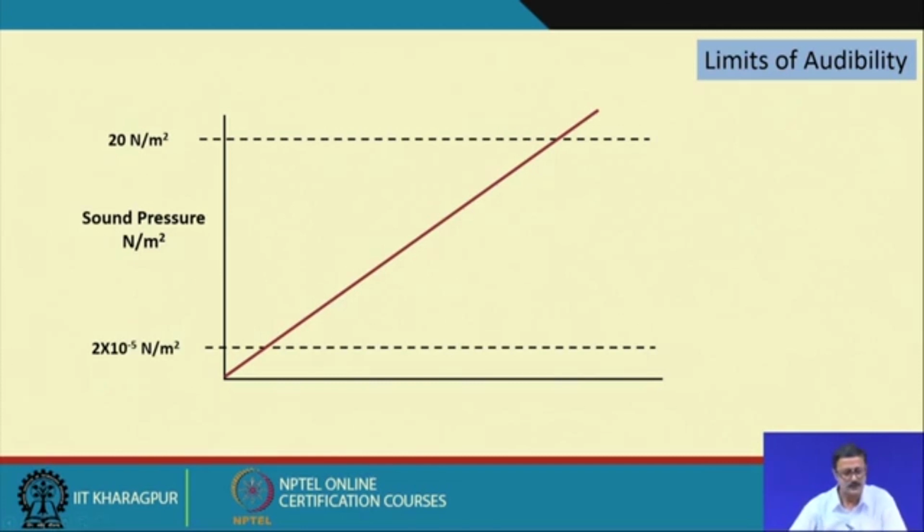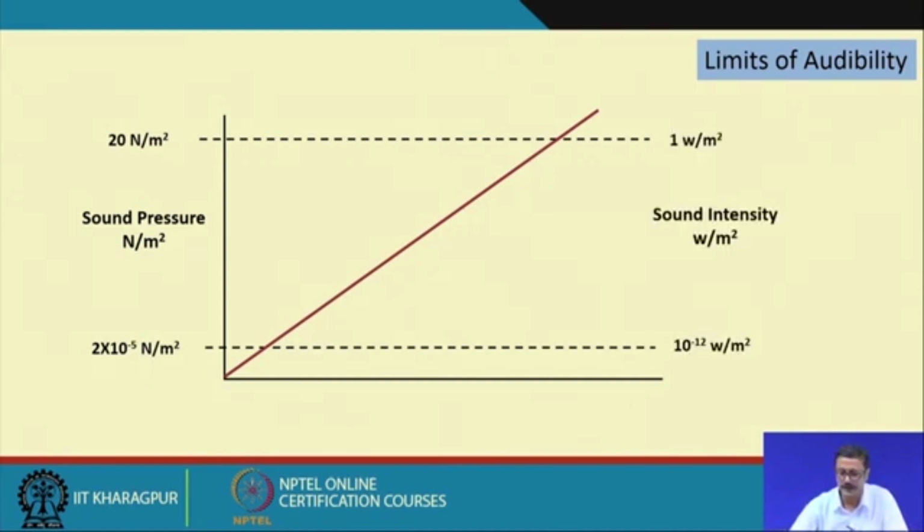So, when this minimum amount of pressure is present in a particular sound propagation, we start hearing, and that is the initial point where the sensation of hearing starts. If the pressure is below that, we cannot actually hear that particular sound.